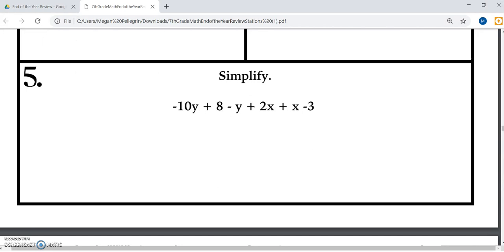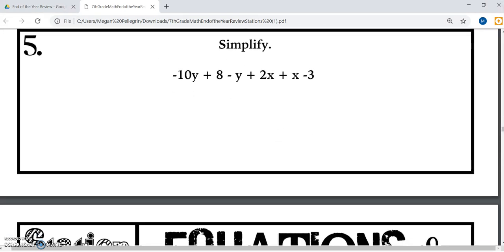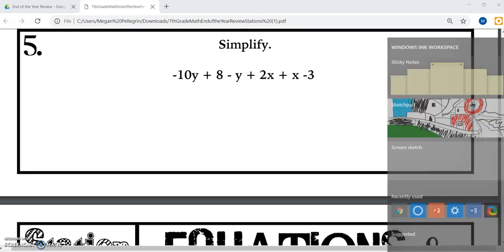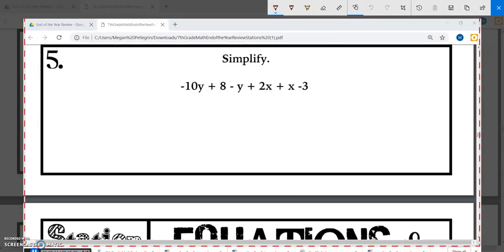And finally, number 5. Make sure I have enough room. Looks like a long problem, but we'll see. Okay, so -10y, -y. There's no more y's, so that gives me -11y.